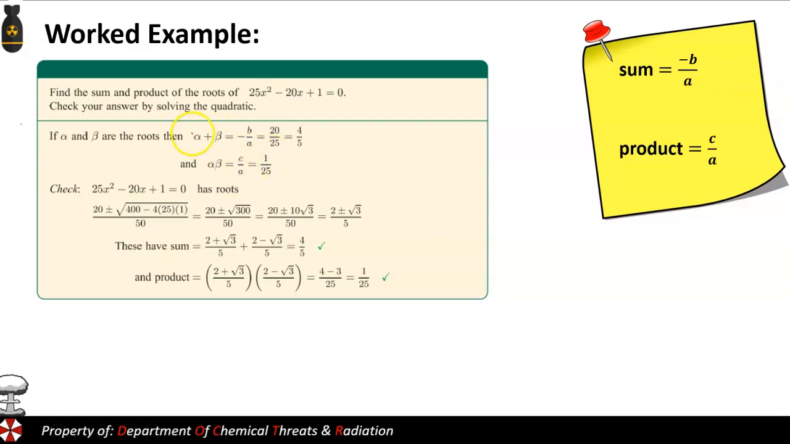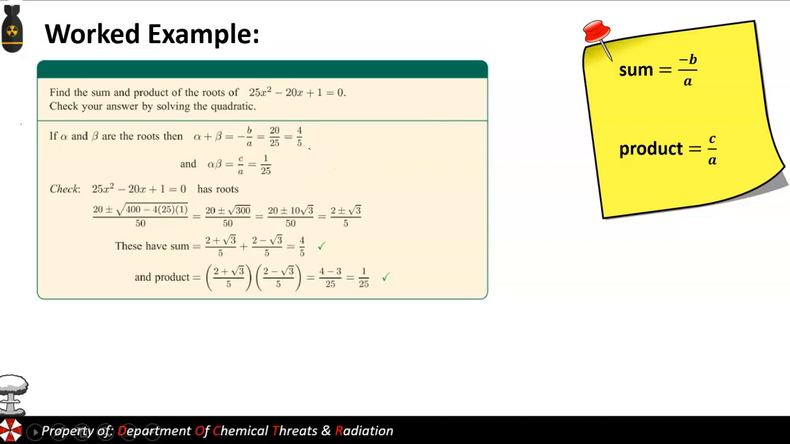So far we know that the two numbers add to give 4 on 5, and the two numbers multiply to give 1 on 25. We could then, though not in this example, take this and ask, what must alpha and beta be? If we know they sum to give this and multiply to give this, it's very similar to what we saw with the monic example, but a little bit more complex.